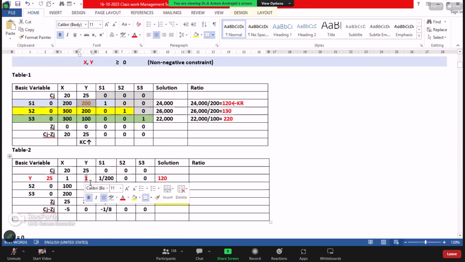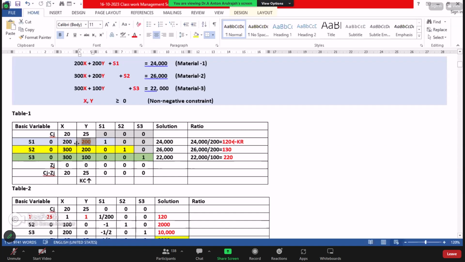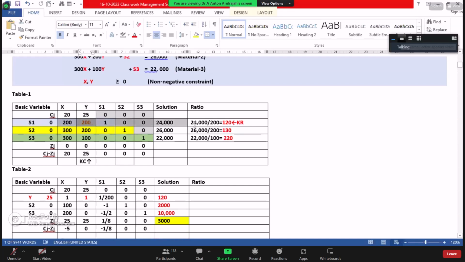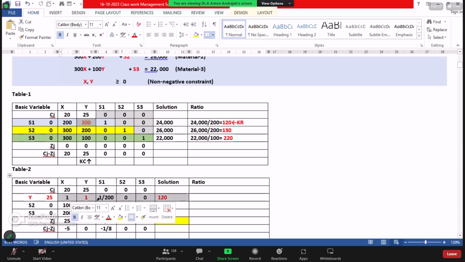Based on this key value, we are deciding which variable is going to leave from the present solution. Y is the highest bit, y 25, so this is the unit bit we have to consider, and we have to make it a 1 by dividing by 200. The entire row is divided by 200, so we make it a 1. So we get 120, 1, 1, 1 by 200, 0, 0, 120, right? After that, these two values make it 0.